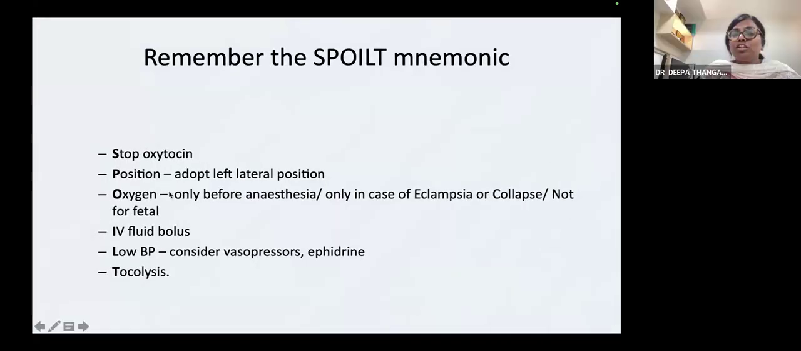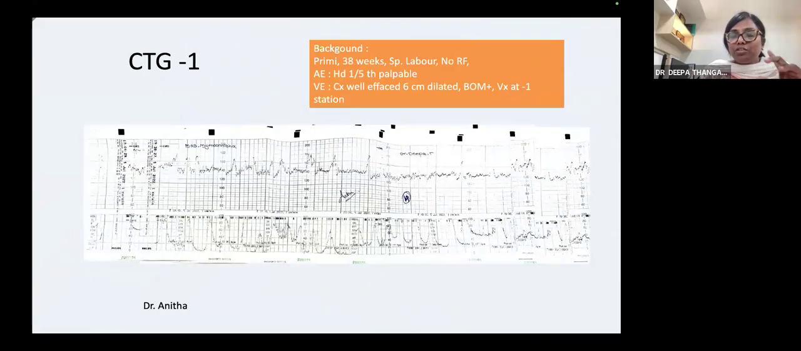Stop oxytocin, position, oxygen only before anesthesia or in a case of maternal hypoxia. If the maternal saturation is less than 95%, giving oxygen will help the baby's bradycardia, otherwise it won't. IV fluid balance: if there is too low BP, like after epidural, probably ephedrine vasopressors will help you, and tocolysis. With tocolysis, we expect the recovery of the fetal heart in 1 to 2 minutes.